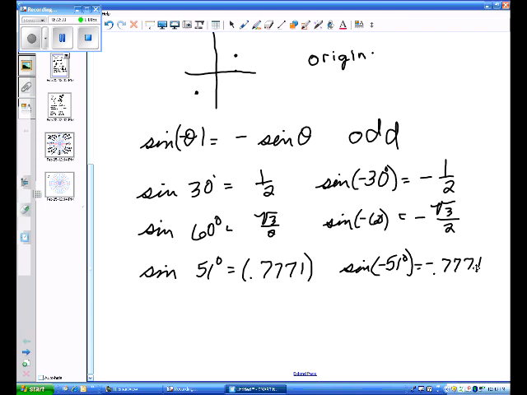When we get to graphing our functions, we'll also use that concept, that it's an even function, so it's symmetrical about the y. It's an odd function, so it's symmetrical about the origin.